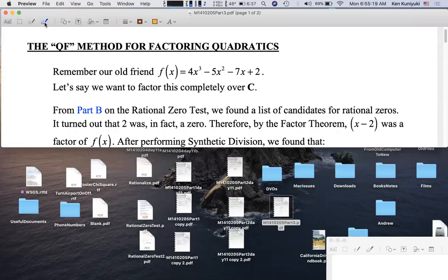Hi everyone, here's a bonus topic. How do you factor QTs, quadratic trinomials, without guessing? That's something that you may have wanted to know back in your Algebra 1 class.